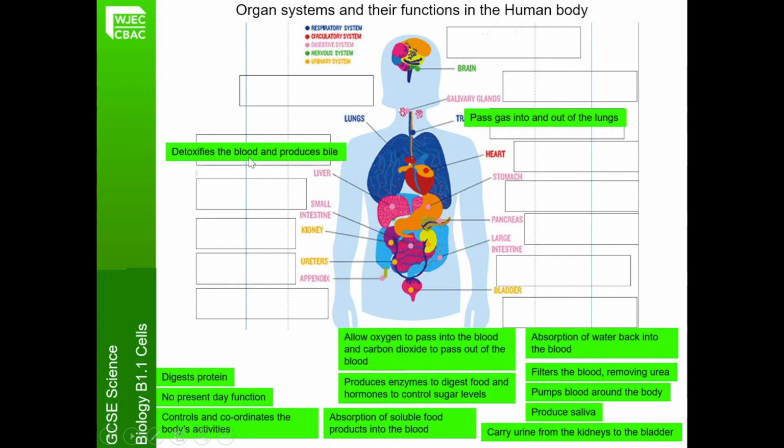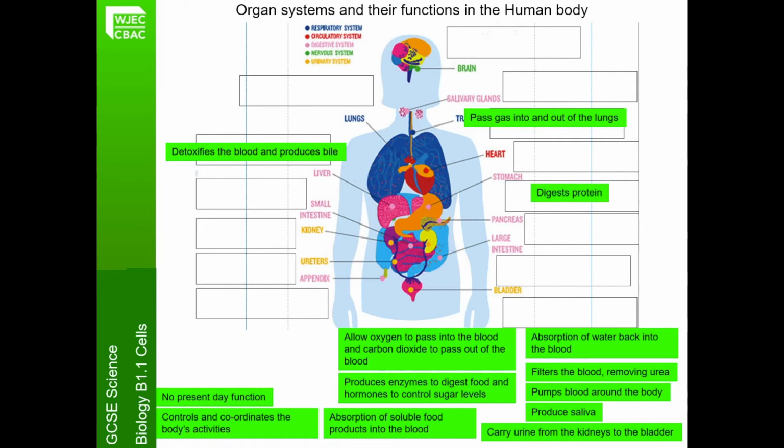So we have our first 2 labels. We've got the liver, which detoxifies the blood, that means gets rid of the poison, and also makes bile, that yellowy green alkaline substance, which is used in helping to digest fats and providing ideal pH in the small intestine for digestion with the enzymes. This structure here coming down the neck is the trachea, and that helps to pass gas into and out of the lungs.